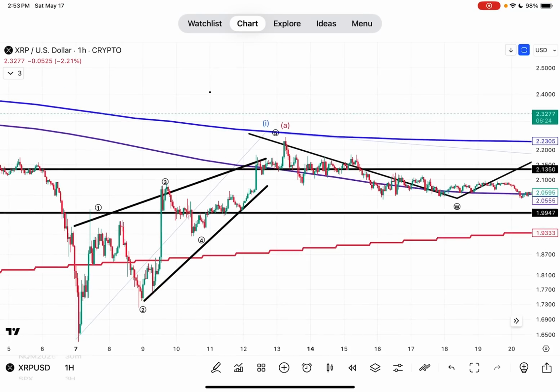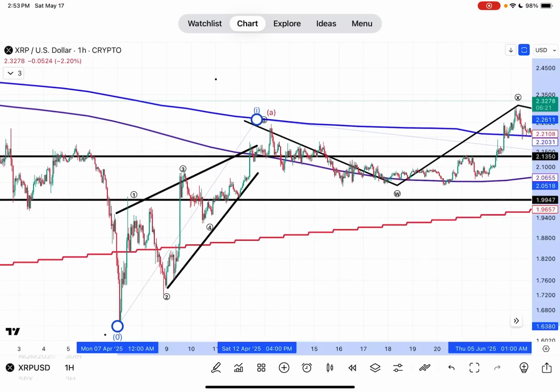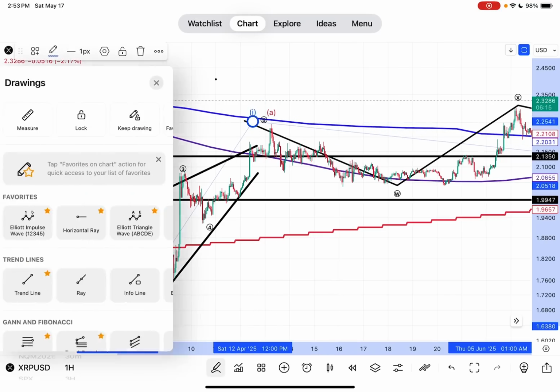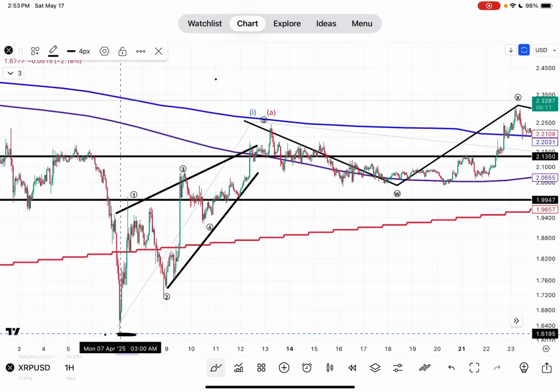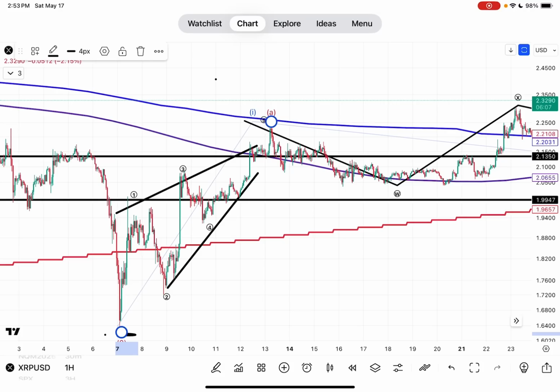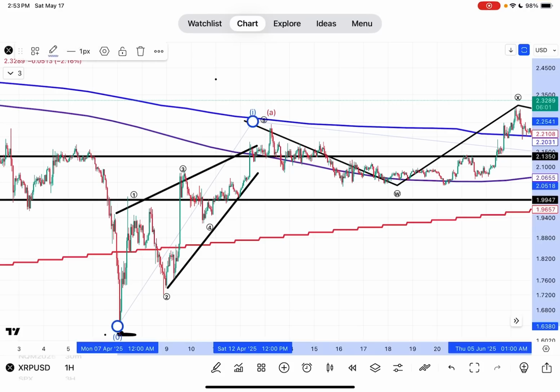And then this would be your wave 1 or your A wave, okay? Now, if this is a wave 1, that would mean that the bottom is already in on XRP on April 7th, and we shouldn't go below this low, okay? That would mean that we're starting our impulsive move to the upside towards a new all-time high, if this is a wave 1, okay? Or this could be an A wave.